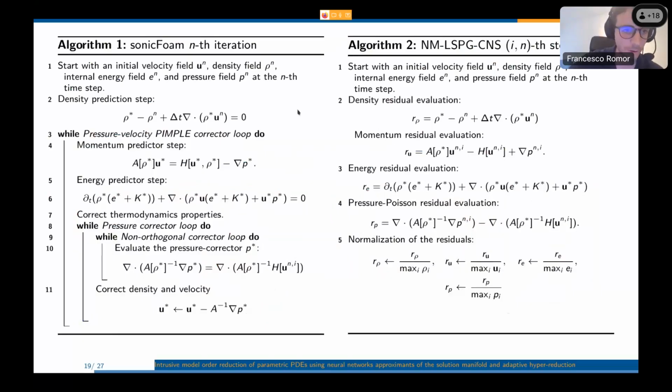If you look into the sonicFoam solver and compare it to our implementation of the nonlinear manifold method, you see there are some differences. First of all, the fields we are considering are the velocity, the density, the internal energy, and the pressure field. The sonicFoam solver uses a predictor-corrector numerical scheme, and also a non-orthogonal corrector because, as in this case, the meshes are non-orthogonal. Instead, in the nonlinear manifold method, for each evaluation of the residual inside the nonlinear least squares optimization, at each time step but also each step of the optimization, we can evaluate just the residual without using the full scheme. And of course, remember that we only evaluate the residual on the submesh.